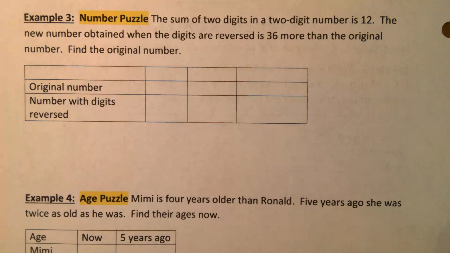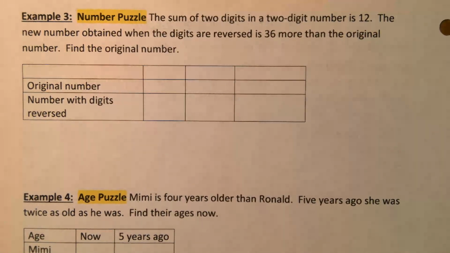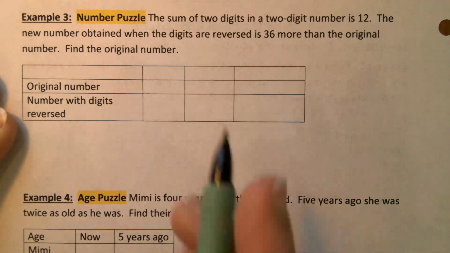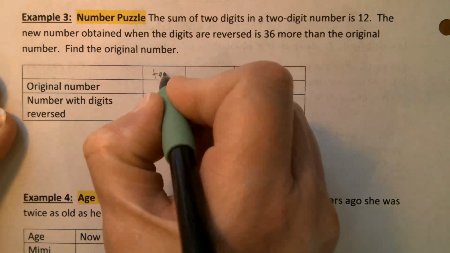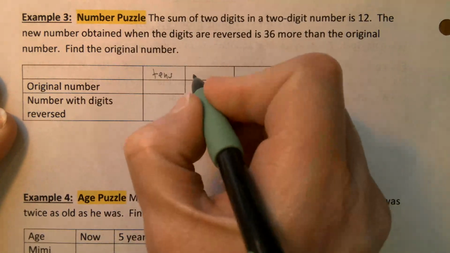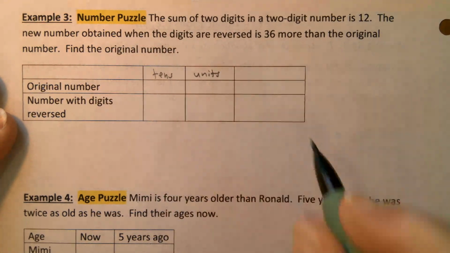Okay, here's a number puzzle. I love these. The sum of two digits in a two-digit number is 12. Okay, a two-digit number. So you've got a number in the ones place, you've got a number in the tens place. This is going to be whatever's in the tens place, and this is going to be in the ones place. We call that the units place.